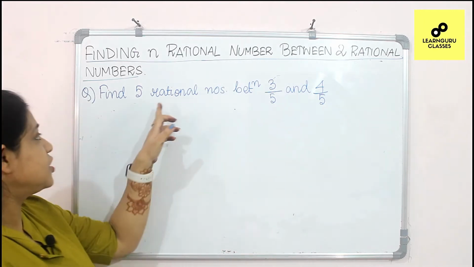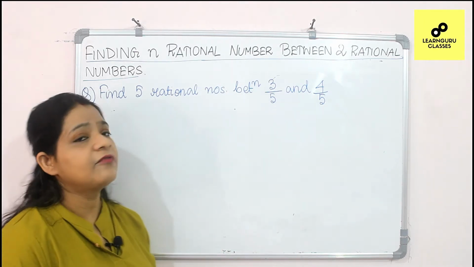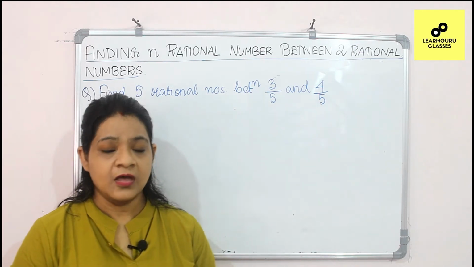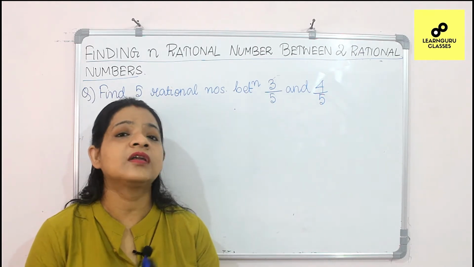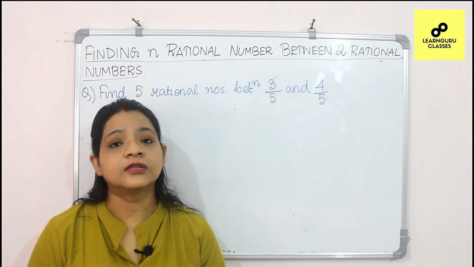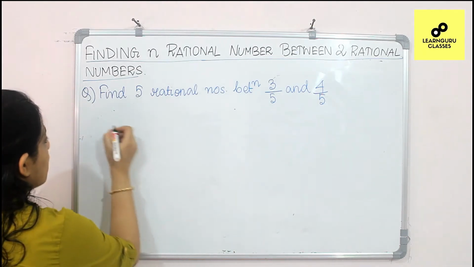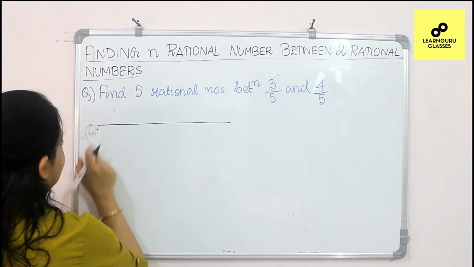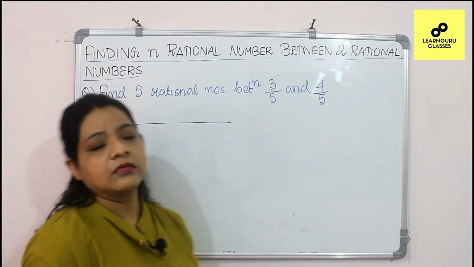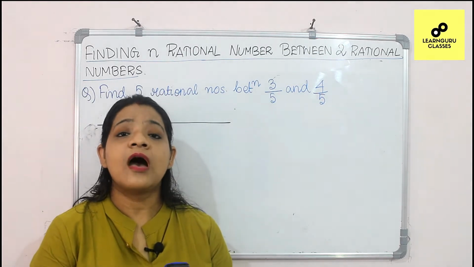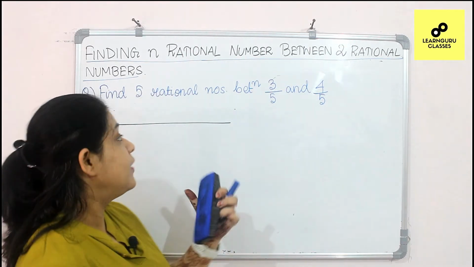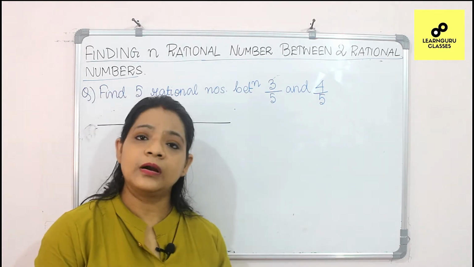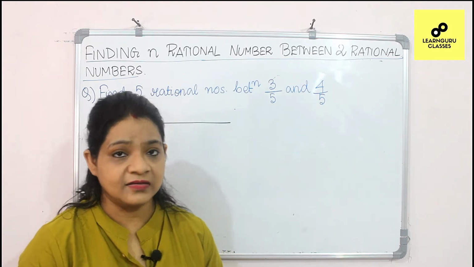The first question is: find 5 rational numbers between 3 by 5 and 4 by 5. For that, first of all, what is your task? You have to draw the number line. Next, you have to decide which number to place on the left hand side and which number to place on the right hand side.